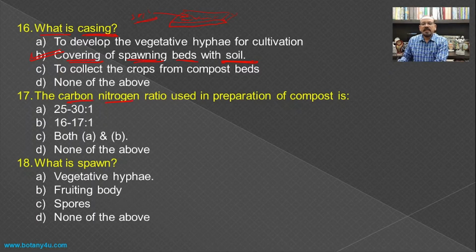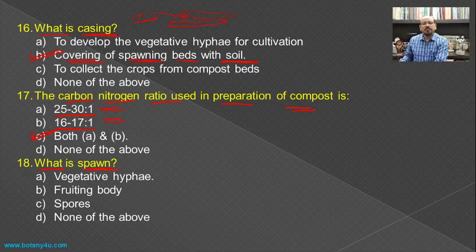Then the carbon nitrogen ratio used in preparation of compost is either 25 to 30:1 or 16 to 17:1, and hence both A and B become the answer for this question. In different species, different ratios are used during mushroom cultivation.